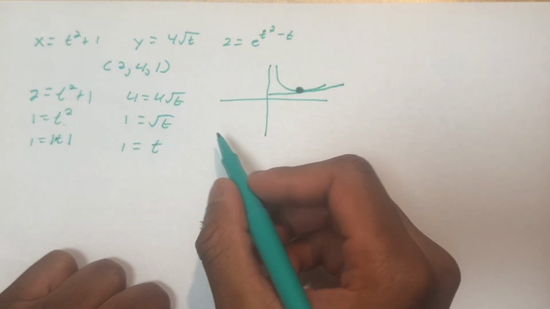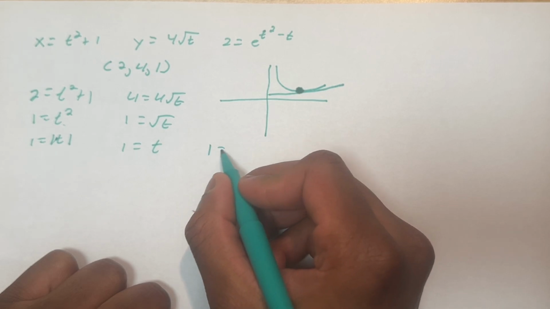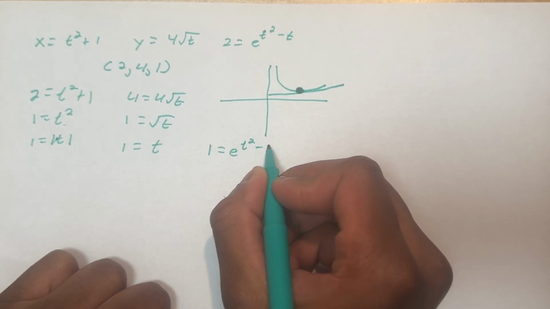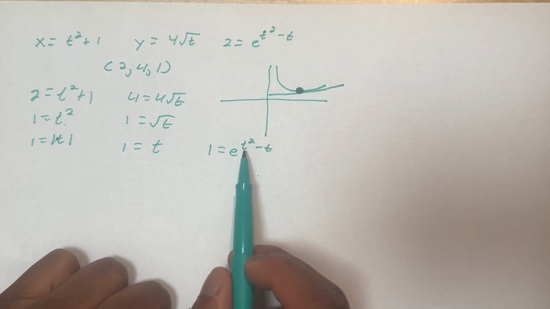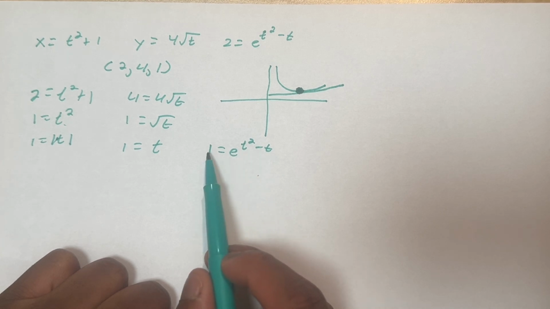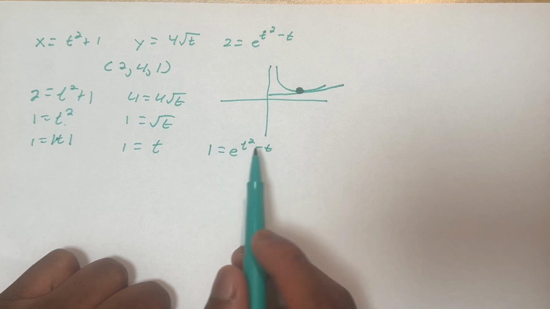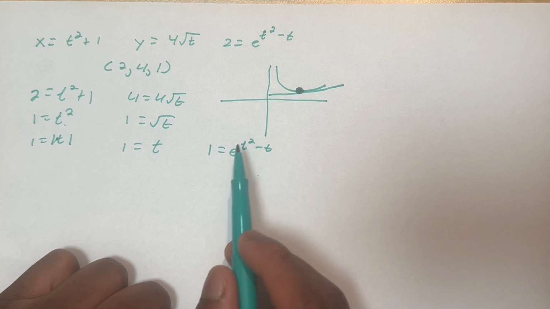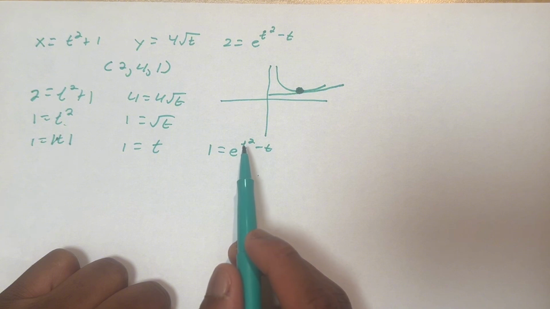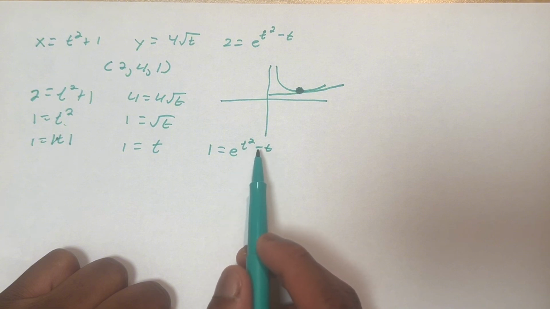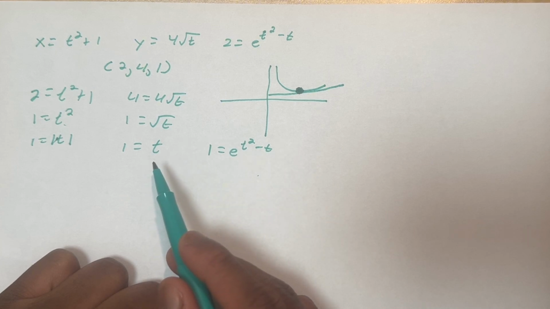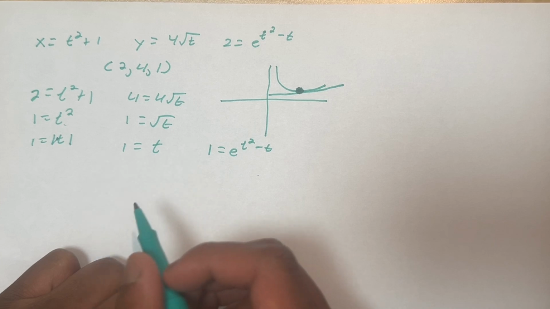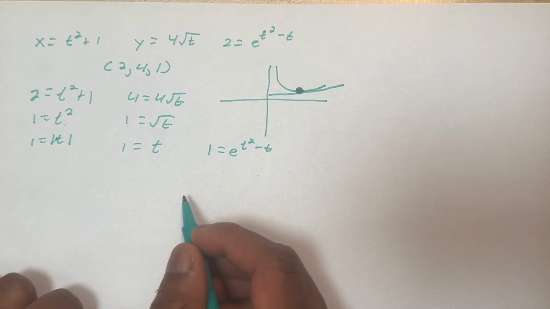We can confirm with our z. We have 1 equals e to the t squared minus t. When t is 1, we get e to the 0, which is 1. If t is negative 1, we get e to the 1 plus 1, which gives us e squared, which is not 1. So we know it's positive 1. So we have our t. Now what do we do?